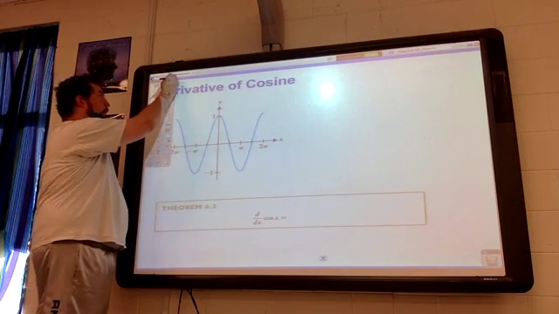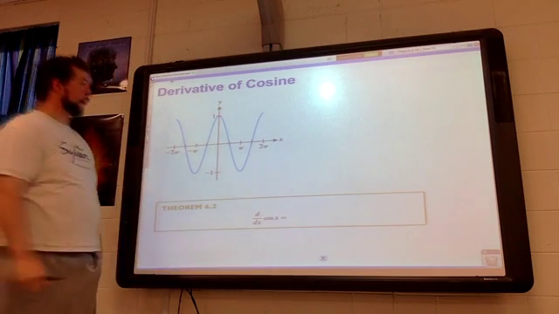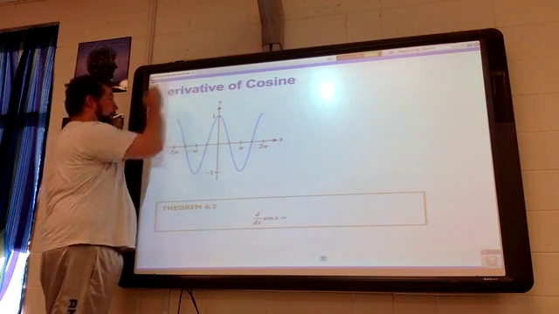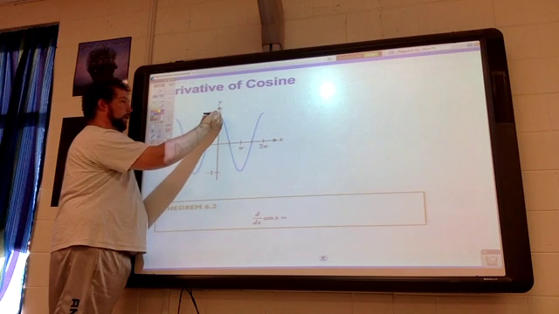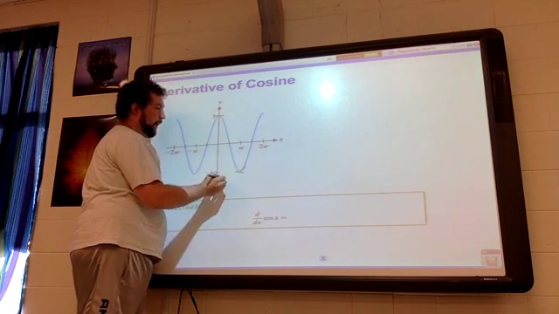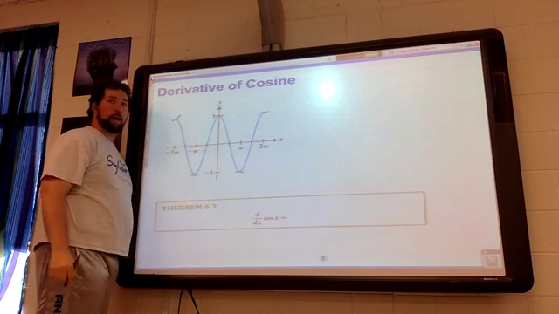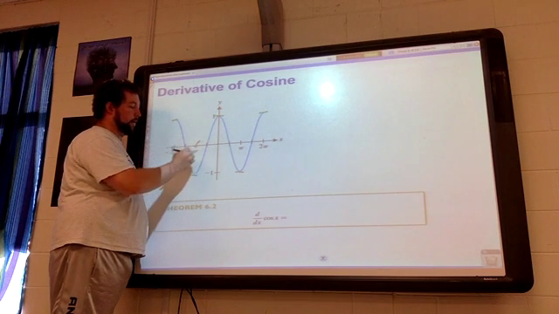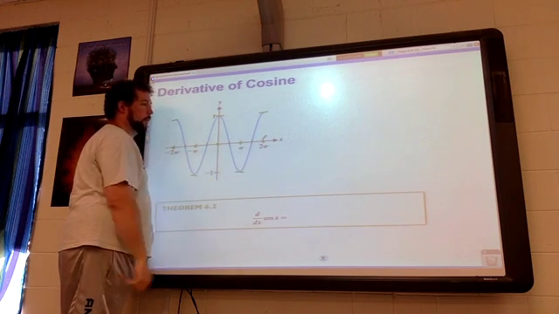All right, the derivative of cosine. This is your next slide. We can do the same type thing here. This one has slope values of 0 at 0, at pi, and at 2 pi. And again at negative pi and negative 2 pi. So the derivative is going to be crossing the x-axis at negative 2 pi, negative pi, 0, pi, and 2 pi.